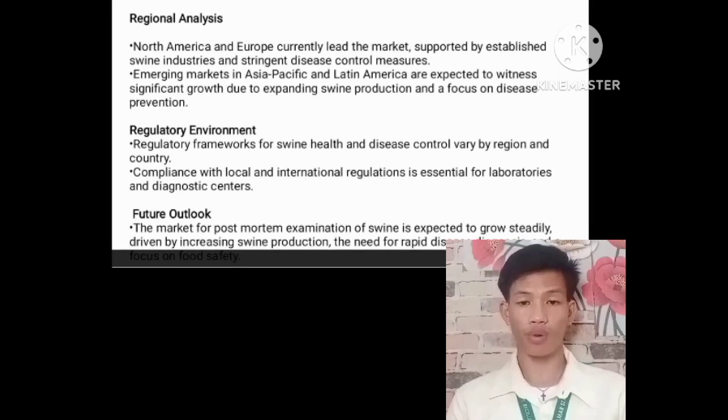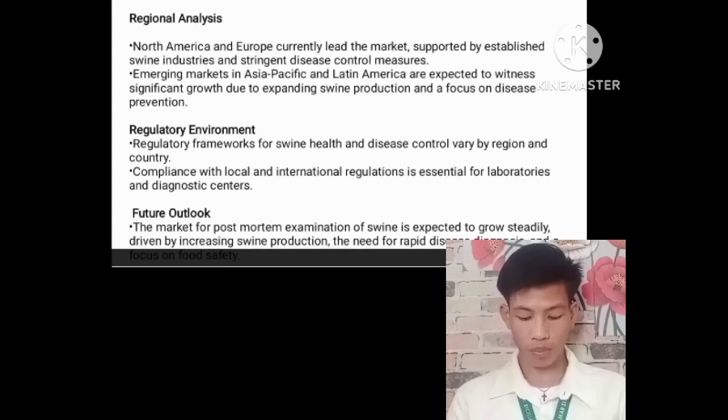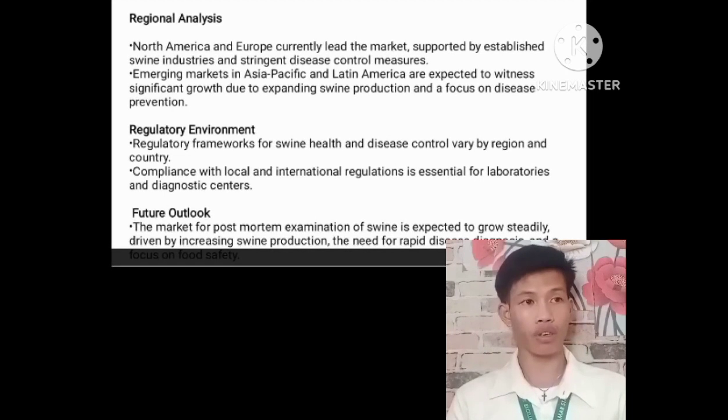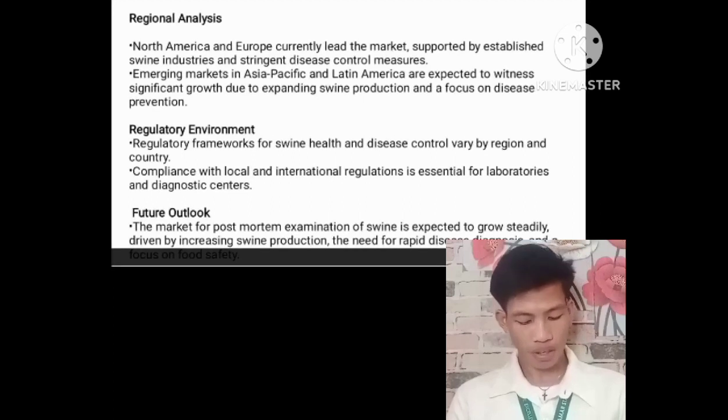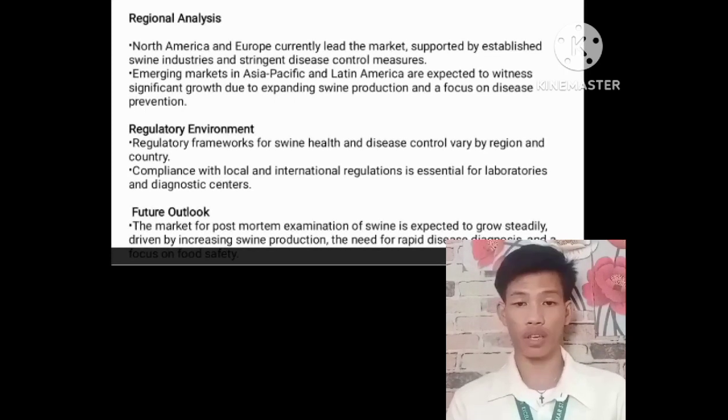So our future outlook: the market for post-mortem examination of swine is expected to grow steadily and continuously, driven by increasing swine production, the need for rapid disease diagnosis, and focus on food safety. That's all.